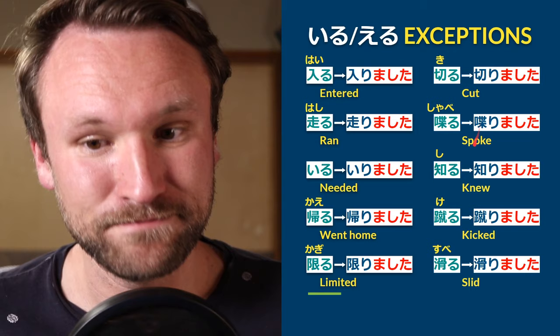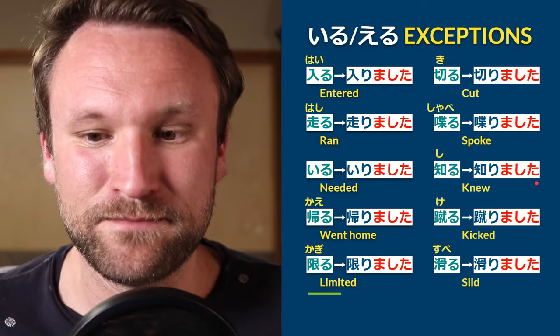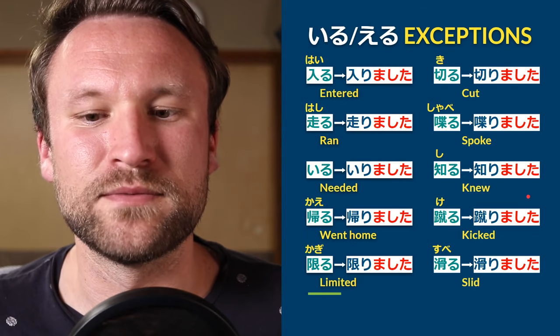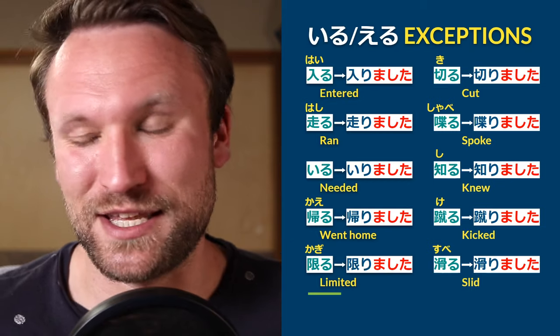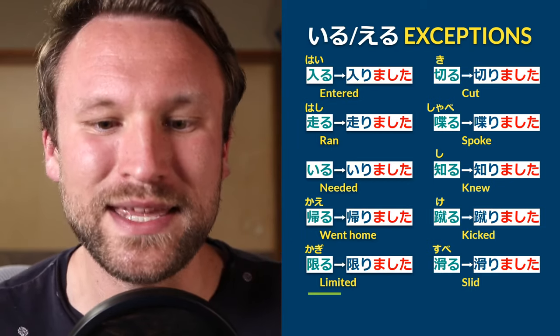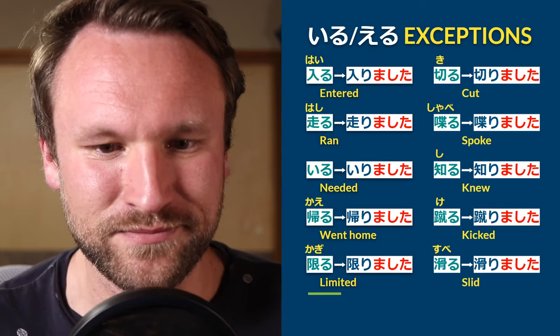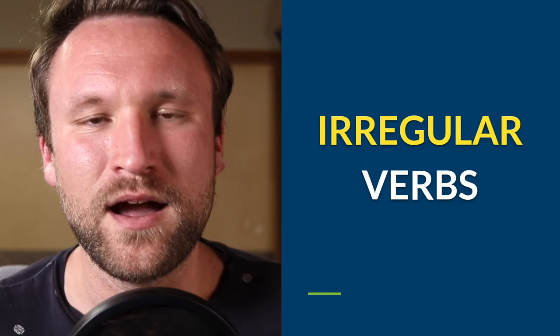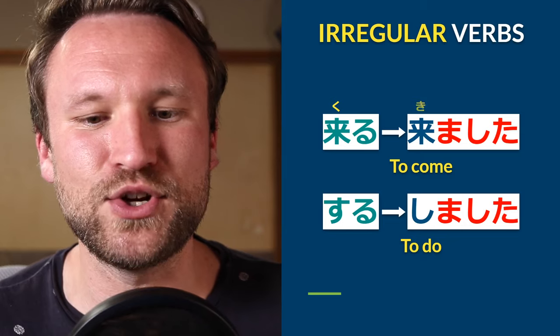Kirimashita, cut. Shaberimashita, spoke. Shirimashita, I don't know if I've ever said that before, knew. Kerimashita, kicked. And suberimashita, slid. So those are the exceptions. You just unfortunately have to memorize those. There's no easy way to remember whether or not a verb is an exception. Sorry about that. All right, there's two irregular verbs that are almost always irregular, and those are kuru and suru.